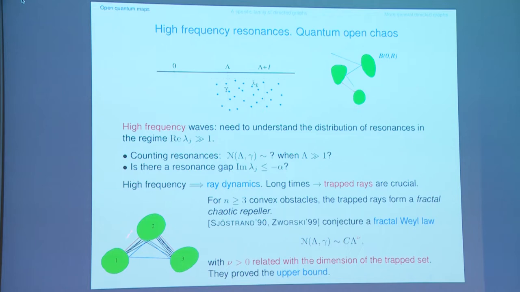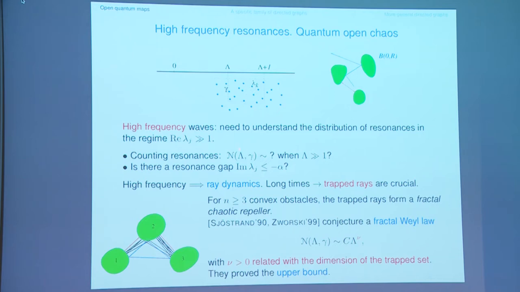Here, for instance, I plot this example when we have three obstacles, three convex obstacles. In this case, one can show that the set of trapped trajectories is a fractal set, a fractal subset. It has a certain fractal dimension, and this dimension should impact the scaling law here in the counting function. And so far, in most models, people could only show an upper bound, that is that the number of resonances is bounded above by such an exponent, but not from below. So we are trying to find models for which we have a better grasp on this scaling, in particular prove a lower bound also on this number of resonances.